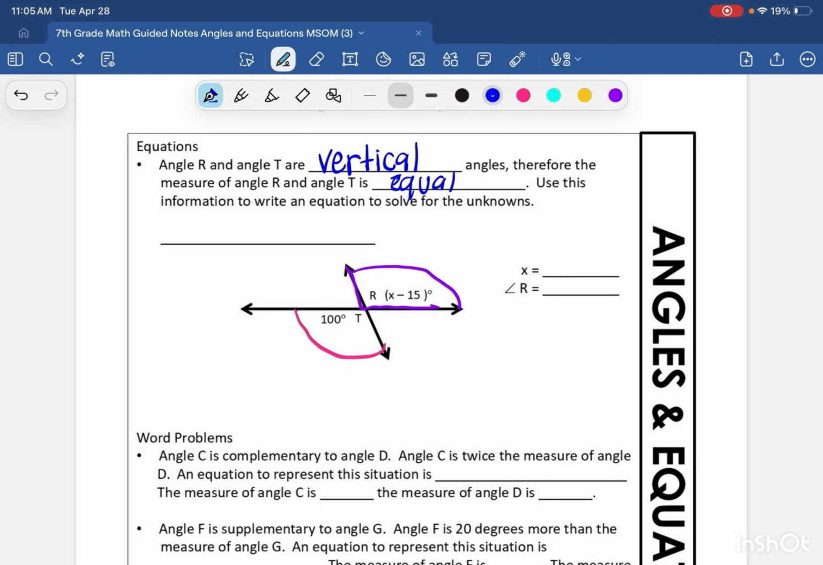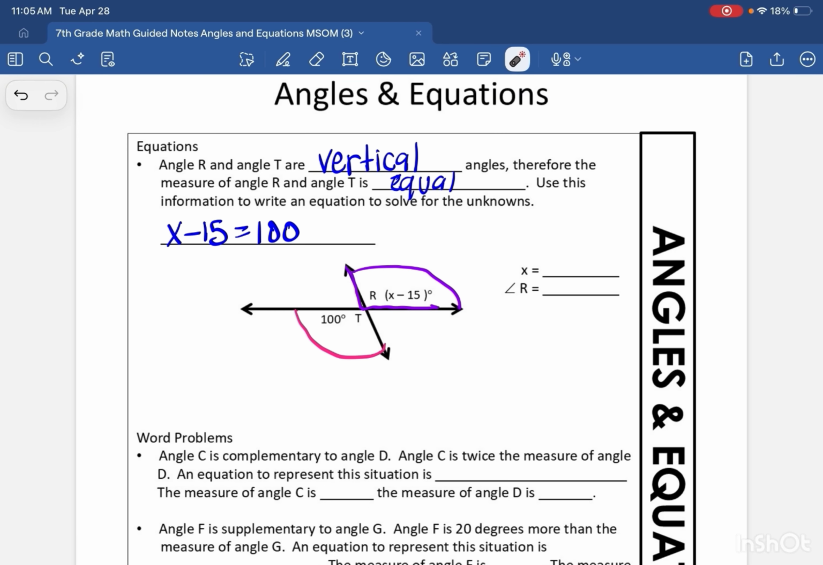Use this information to write an equation to solve for the unknown. Okay, so angle R is x minus 15, and that has to equal 100, right? Now, over here, I should know that angle R is going to give me 100, because I know it's the same as angle T. But let's do the math and double check our work, though.